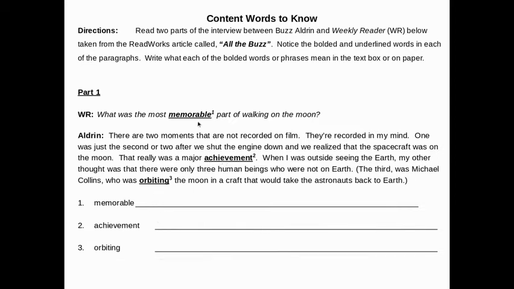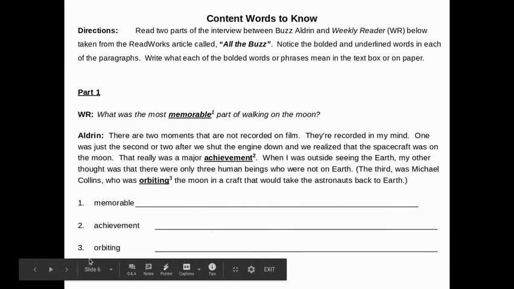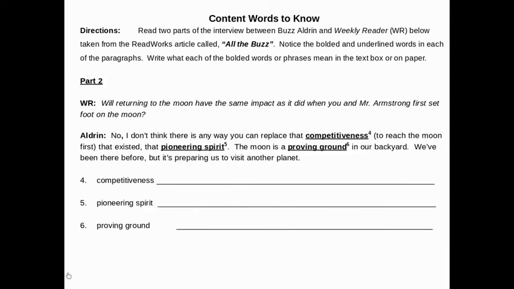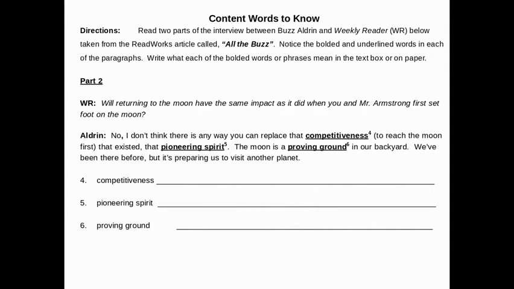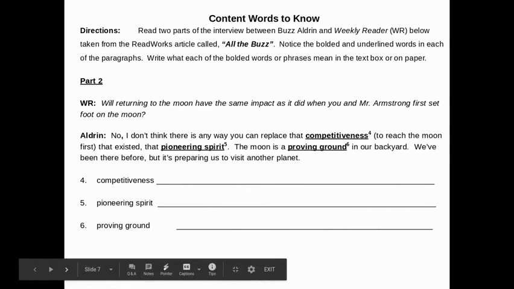These words are bolded once again from parts of the text. As you read each of these parts and phrases, you need to write what you think each of these bolded words mean in the text box, or you could be using paper. Part 2 continues on with another section of the text and more bolded words for you to think about what they mean and write them down on the blanks or in the box if you're using your Canvas.